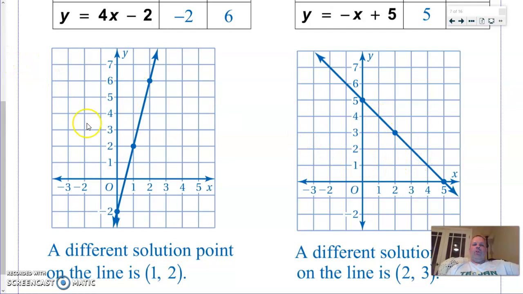Now, it also asks for another point. You can see this doesn't hit exactly a point, but this one does. So if I were to put in 1 in this solution, we would get 4 minus 2 is 2. So 1, 2 is the solution. If I were to put in 2 on this, so -2 plus 5 is 3. You can see that point as well.